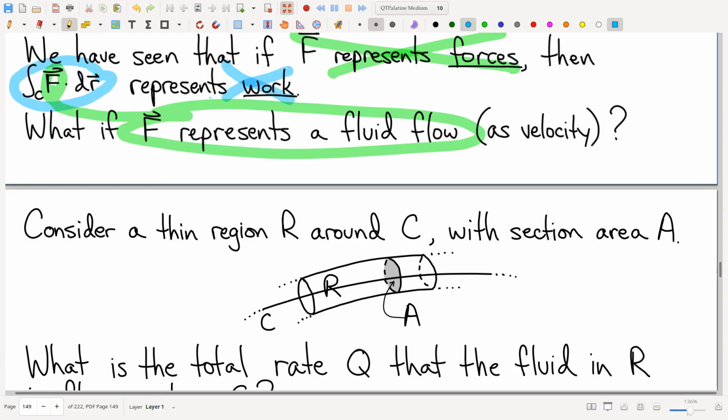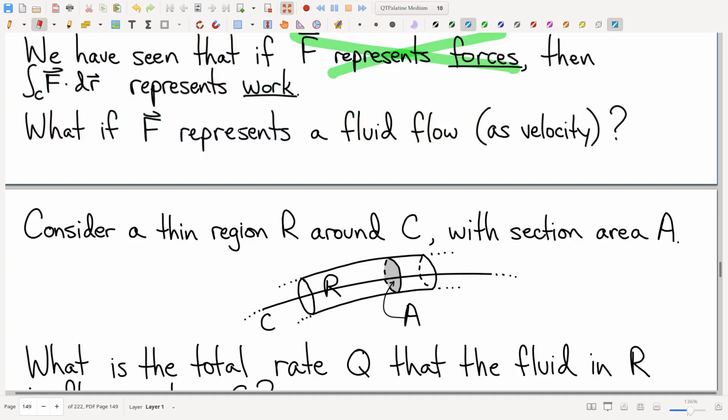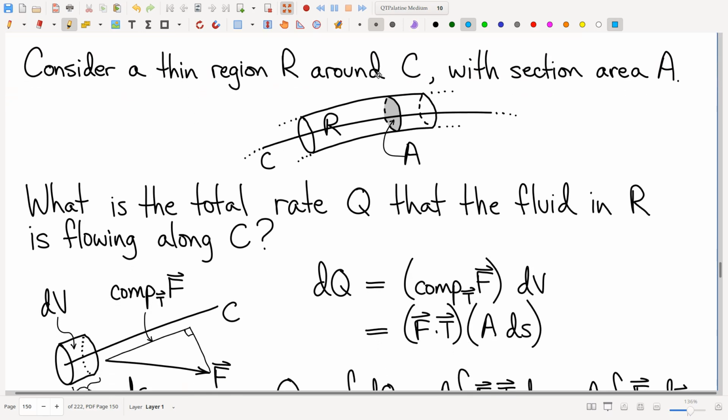And if that's the case, we've got a totally different physical scenario. We can't assume we're going to get the same physical result, and we don't. So the question is, what is it then? What is a vector line integral if the vector field in the integrand represents the velocity of a fluid as opposed to a force? We're going to have to do a little bit of a clever argument here in order to be able to get an answer to this question.